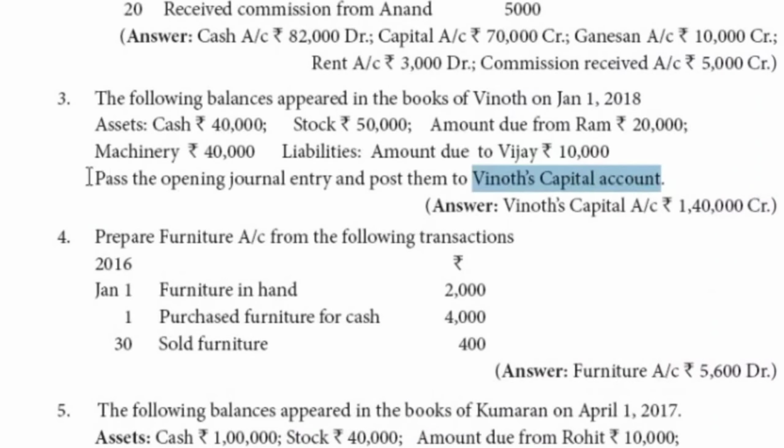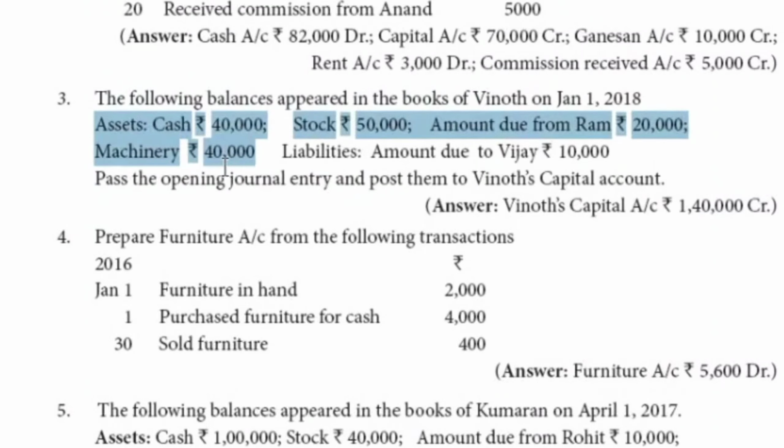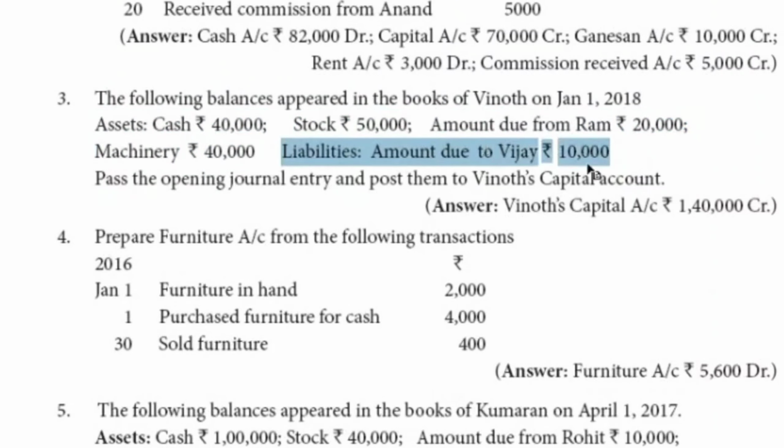So first let's see what this opening journal entry is going to be. The opening journal entry is nothing but the journal entry which is passed at the beginning of a business. When you start a business with the assets and liabilities which you already have, the entry you pass is called the opening journal entry. So this entry is very simple. It's like the other normal journal entries, but all the assets they have given you will be debits, and all the liabilities which they have given you are going to be credits.